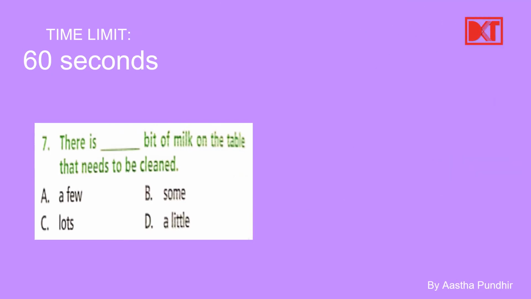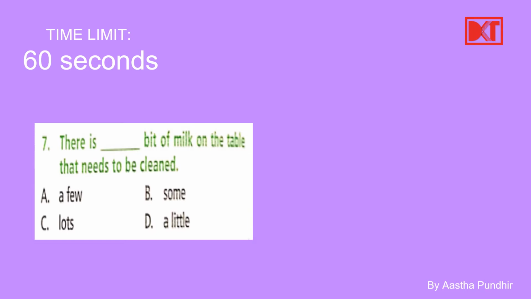Alright, so the next question says, there is dash bit of milk on the table that needs to be cleaned. The options are: A, there is a few bit of milk on the table that needs to be cleaned. B, there is some bit of milk on the table that needs to be cleaned. C, there is lots bit of table that needs to be cleaned. Or D, there is a little bit of milk on the table that needs to be cleaned.